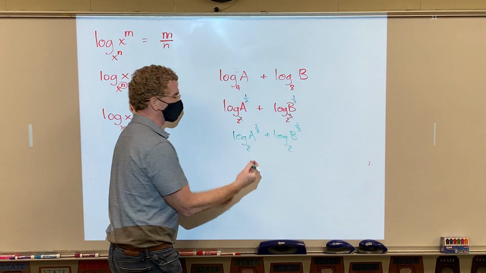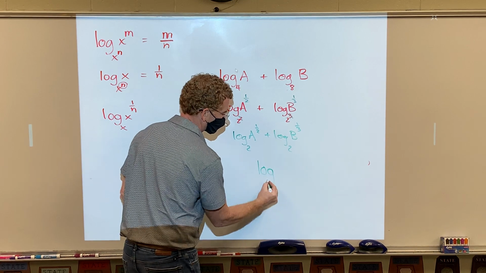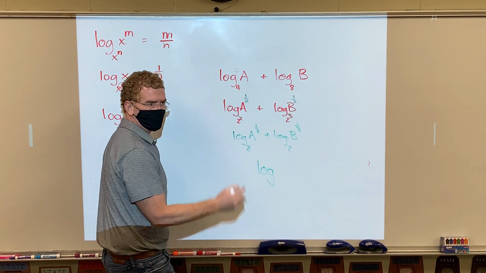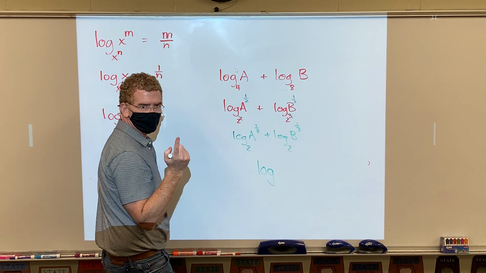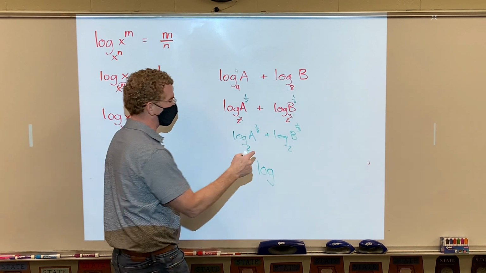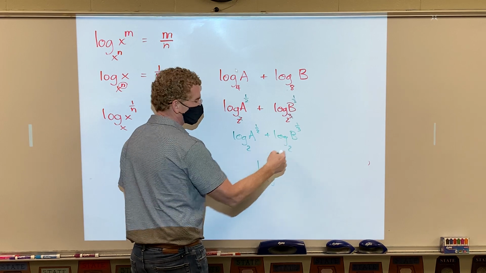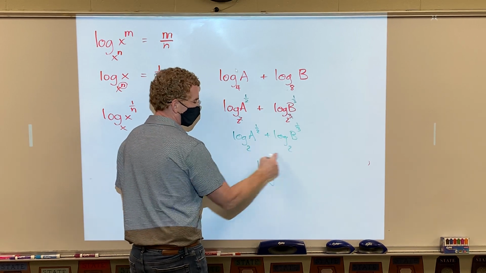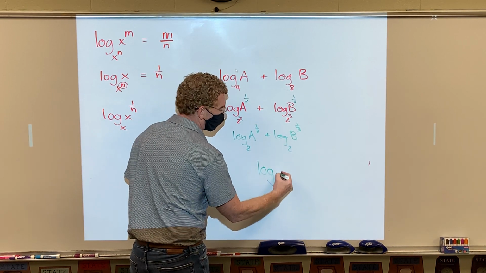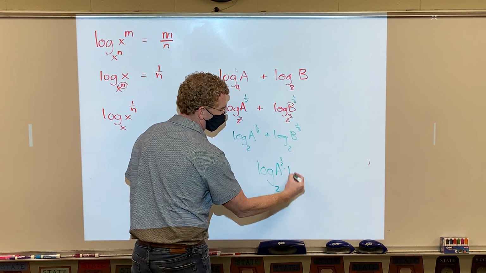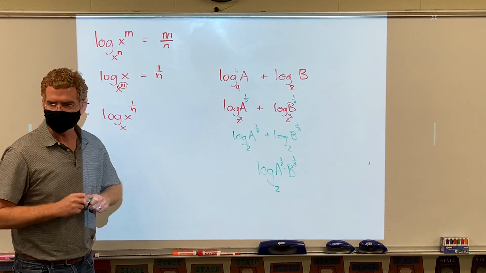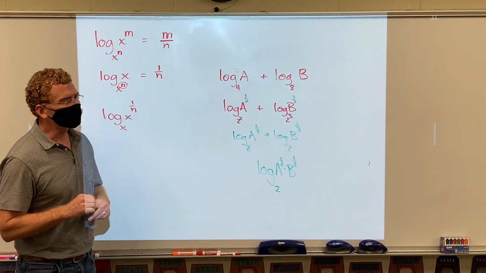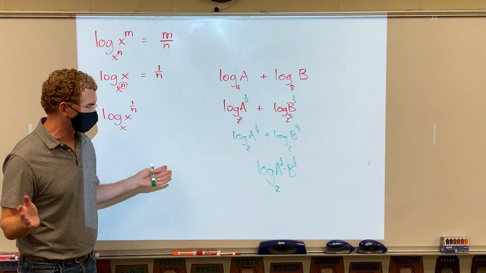To add these two logs, what would you do? Do you remember that? To add two logarithms, you multiply these two numbers. So you combine it into one log with that base by multiplying the a to the 1/2 times the b to the 1/3. You see it? Now, if you're really creative, you can do some other things too.